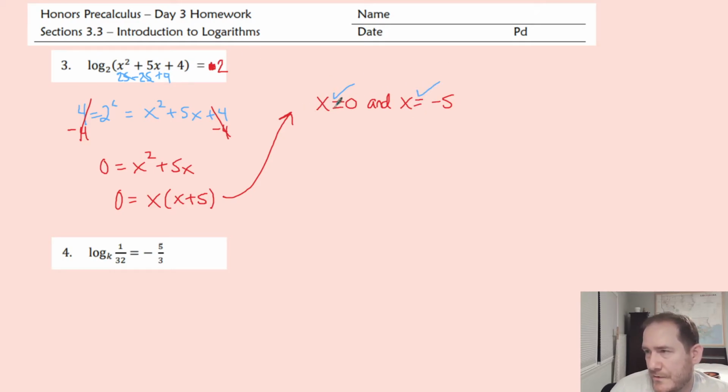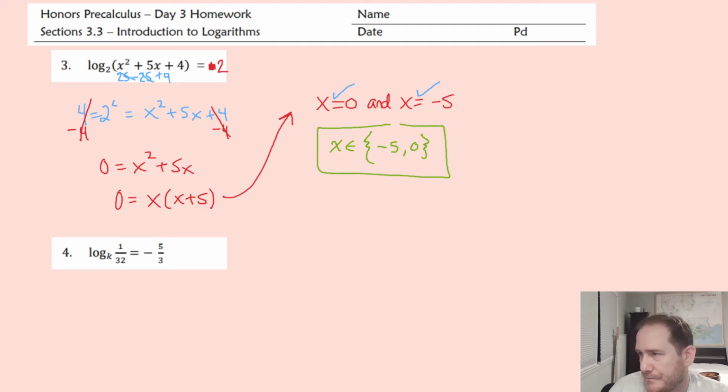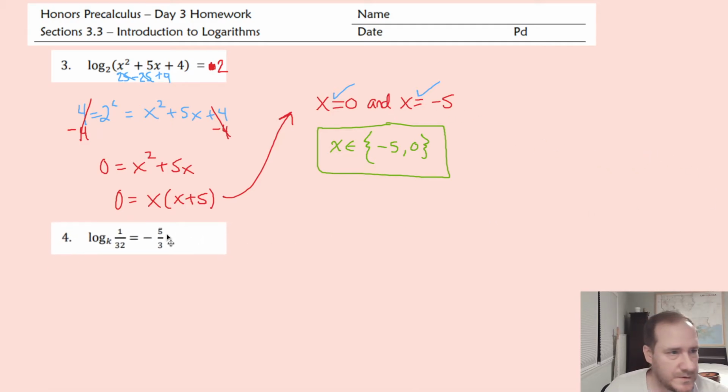So even though you can't do the log of 0 and you can't do the log of a negative, neither of these are extraneous, because actually when you plug them in, you're not still getting 0. You're not still getting a negative. You're getting the correct answers. So we can definitely say that our solution set is both of those values, the negative 5 and the 0. Box it up. All right, next one.